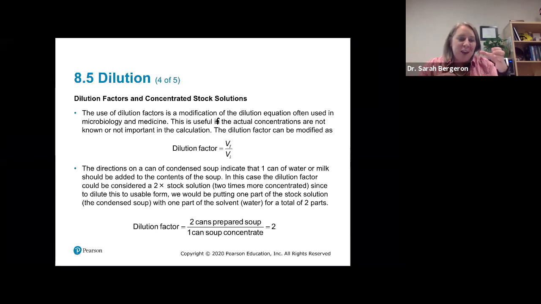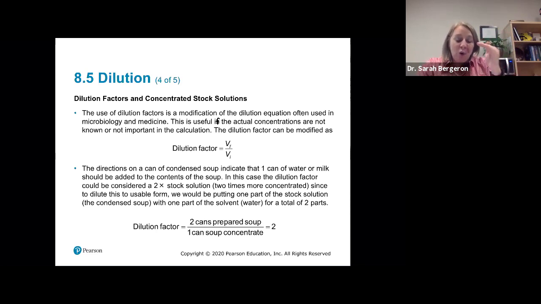And if you've ever had Campbell's condensed soup, have you ever done that? Like, I really like the tomato soup. And so what you do is you mix 1 can of soup concentrate, you pour it into your pot, and then you fill up the can with water, and then you pour that into your pot, right? So what did you do in order to do that?